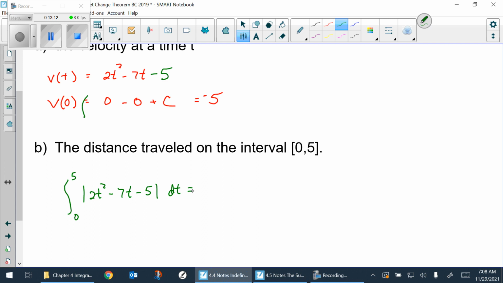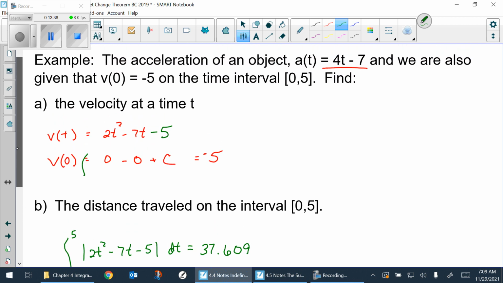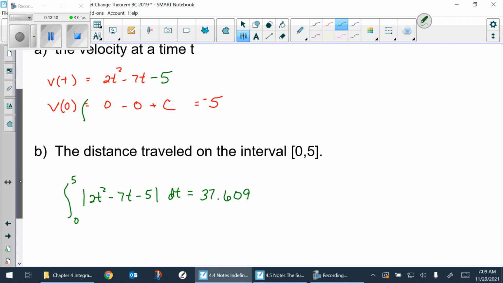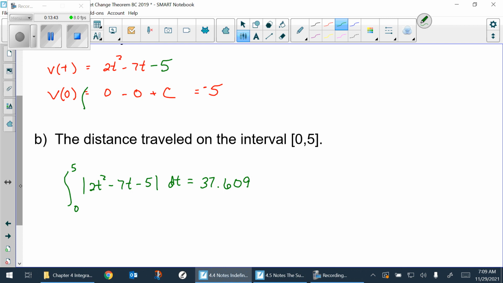And take a moment with your calculator and figure out what that is by pressing pause. Did you get 37.609? That's what came up on my calculator. I'm going with it. That is how far we traveled, and no units were given. None would be expected then in the answer. If there were units given, units would be expected.